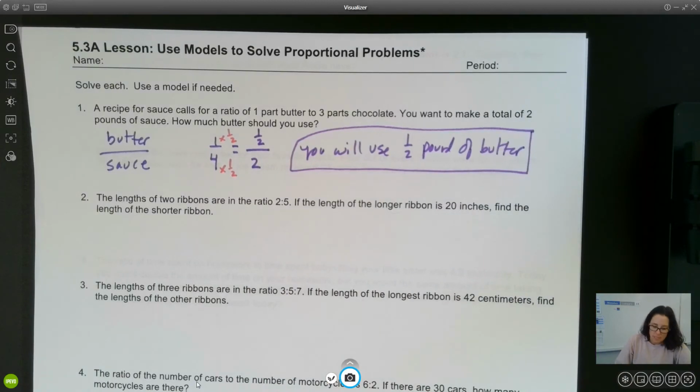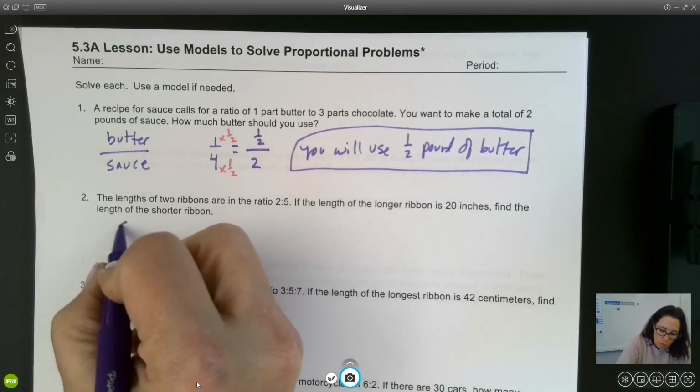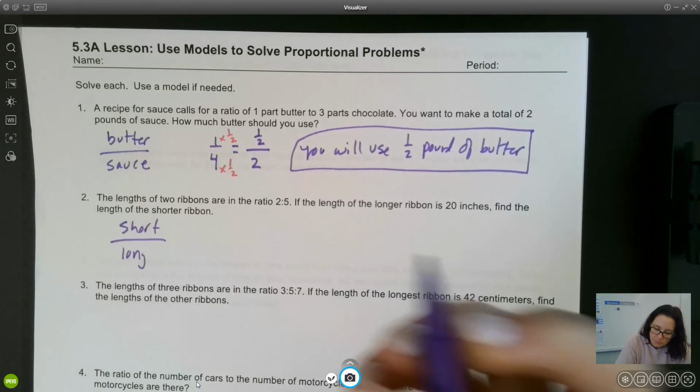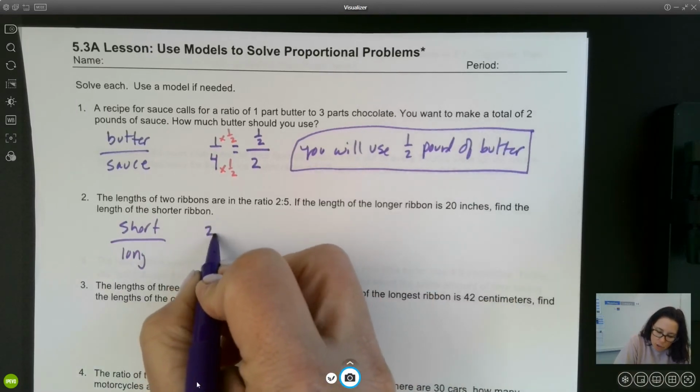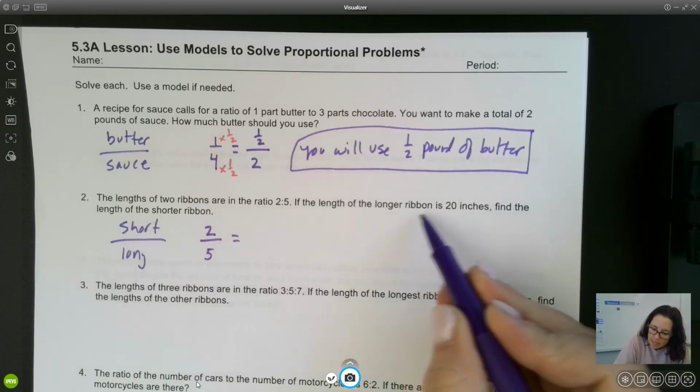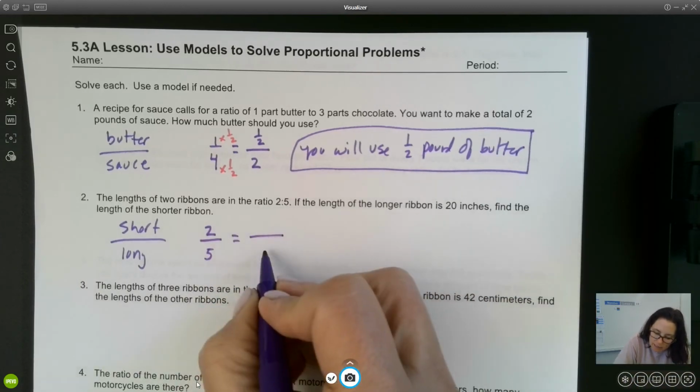All right. The next 1, 2, 3 problems are very similar to this one. Okay, number 2, the lengths of 2 ribbons are in the ratio of 2 to 5. If the length of the longer ribbon is 20 inches, find the length of the shorter ribbon. 2 things going on in this problem in words. I've got a short one and I've got a longer one. So 2 is the shorter one and 5 is the longer one. And then it says the length of the longer is 20 inches.